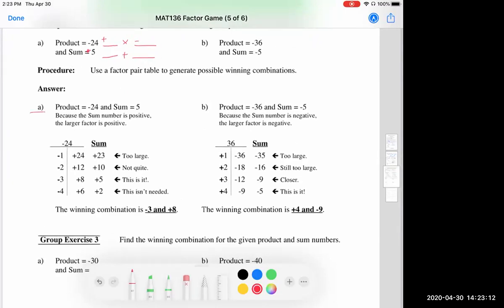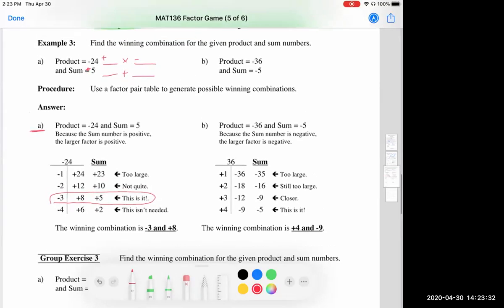We have negative 1 times 24, negative 2 times 12, negative 3 times 8, and negative 4 times 6. And we see we have the winner right here. 3 times 8 gives me 24, but I need to make sure that 3 is negative. So when I add them, I get 5. So we have negative 3 and positive 8. If I add 8 and negative 3, I get 5.